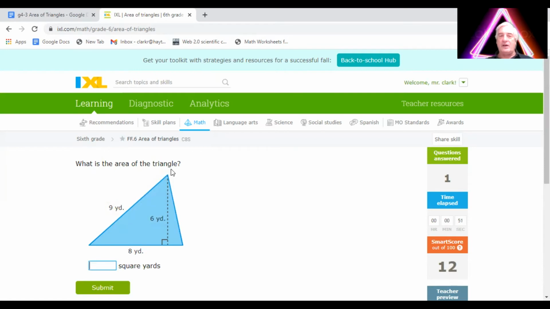Now, 9 yards. The ACT does this all the time. The hypotenuse is 9 yards. I don't need the hypotenuse. But the ACT will give you a drawing with 5 or 6 things that you don't need. They'll give you numbers that you don't need. What do you need here? You need 1/2 the base. 8 times 1/2 is 4, times the height is 24.